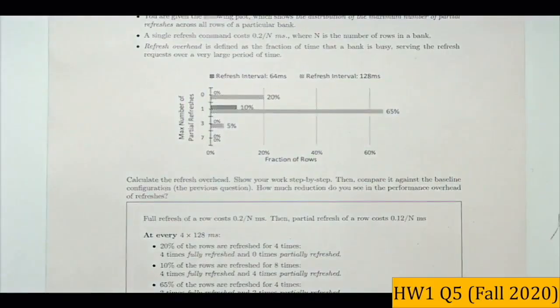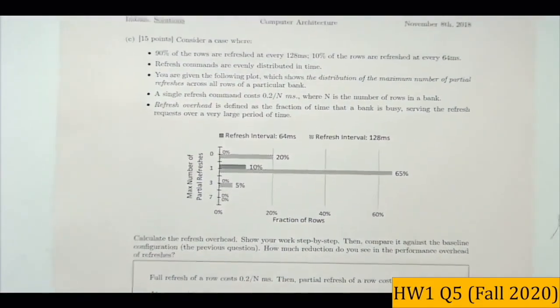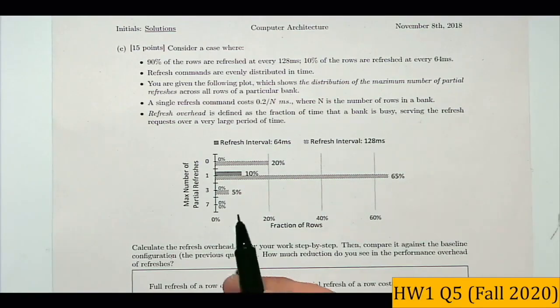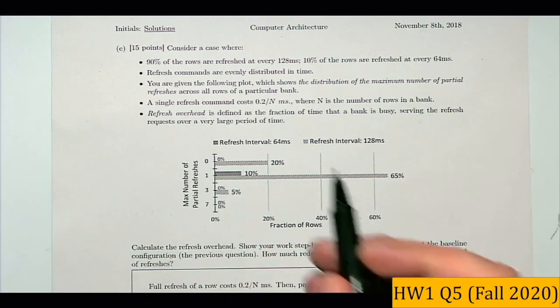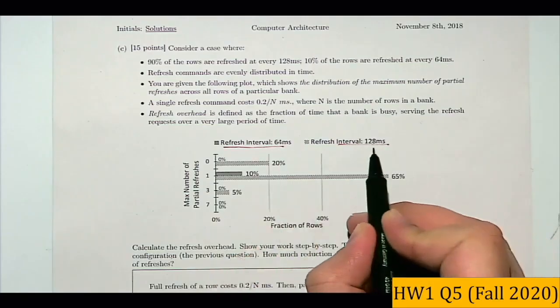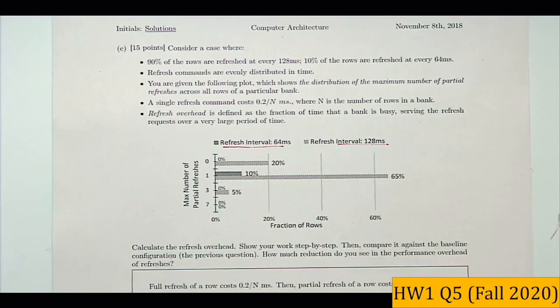And the last part of the question is here. We are merging these: on top of the baseline, we want to add partial refreshes. In the partial refresh, we have another plot here. Here we have 2 refresh intervals, one of 64 milliseconds and the other of 128 milliseconds.